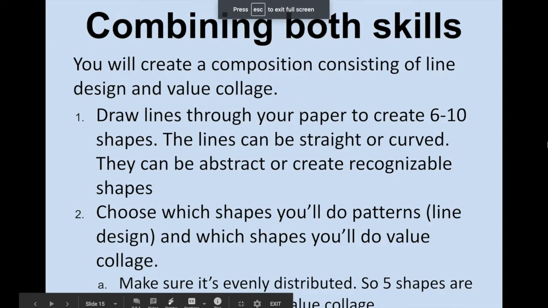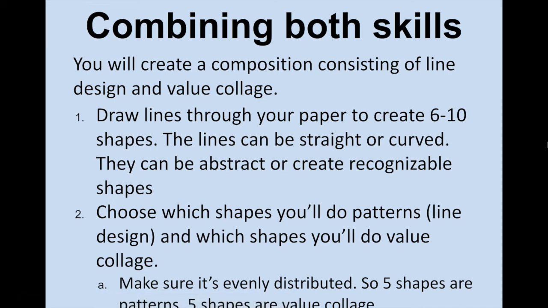All right. So you're going to be combining both of the skills of drawing lines and then also doing values. So you'll create a composition consisting of line design and value collage. Draw lines through your paper to create 6 to 10 shapes. The lines can be straight or curved. They can be abstract or they can create recognizable shapes.